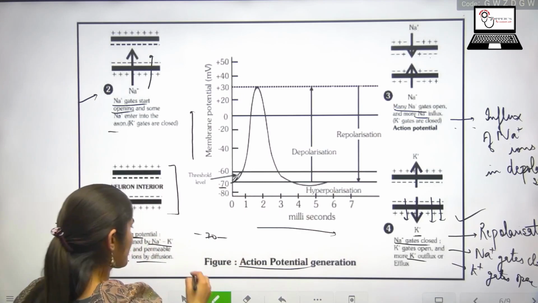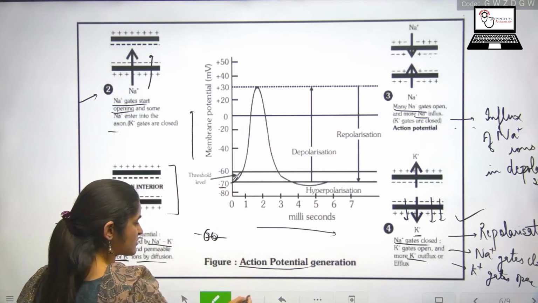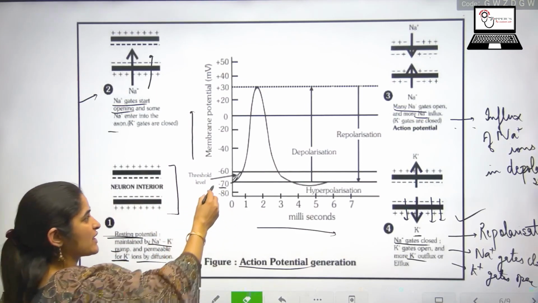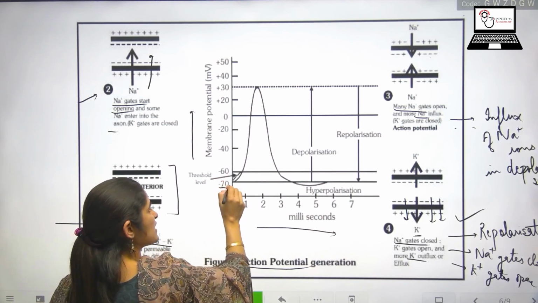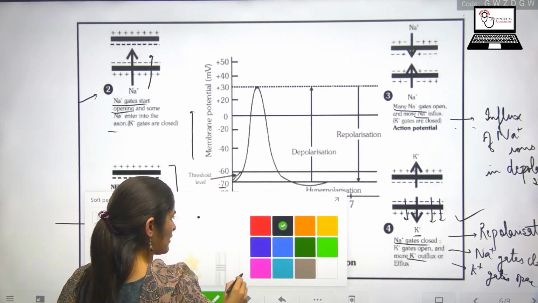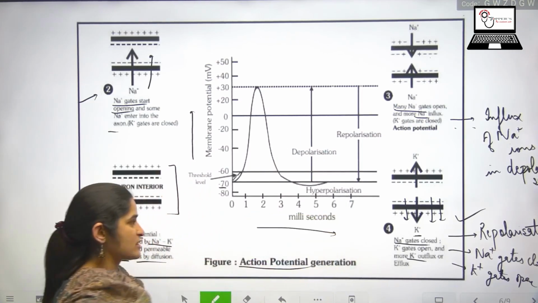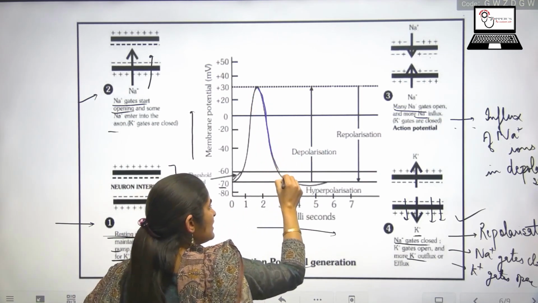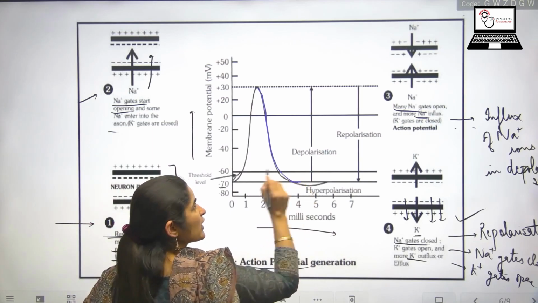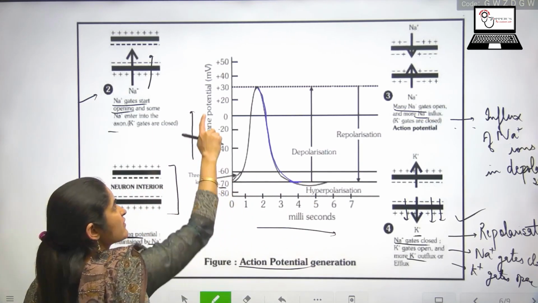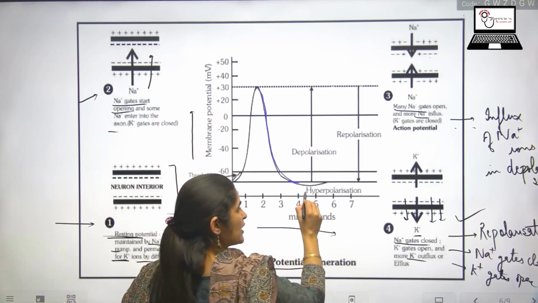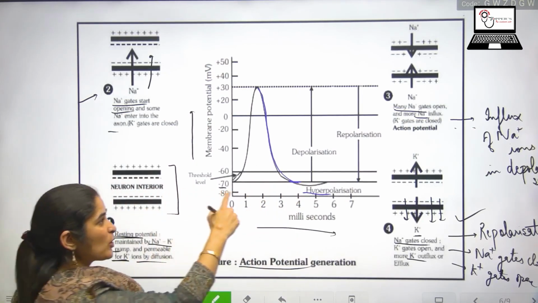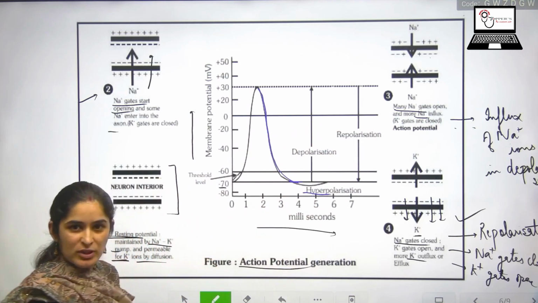See here, minus 62, minus 85. This is the potential. In this state, the membrane is in resting state. There is no generation of impulse. When depolarization takes place, see the graph, the potential will change up to here. It ranges from minus 70 to plus 30. If we talk about hyperpolarization, the membrane potential will further decrease. And again in the repolarization state, it is like the resting potential.